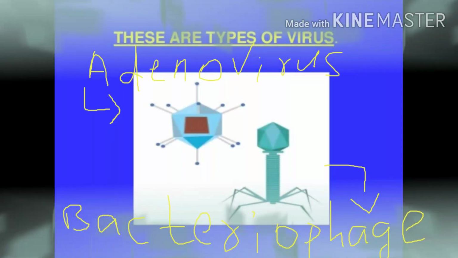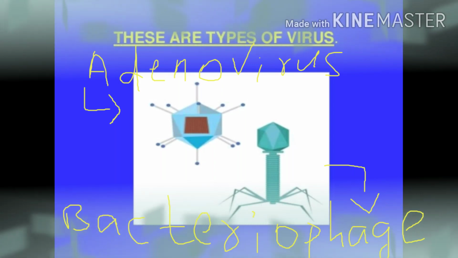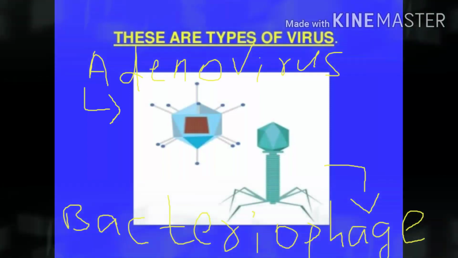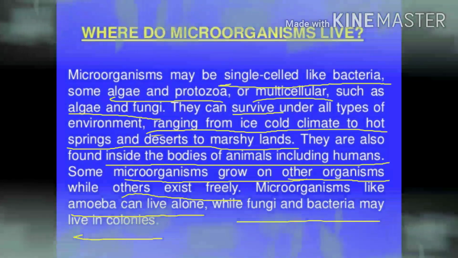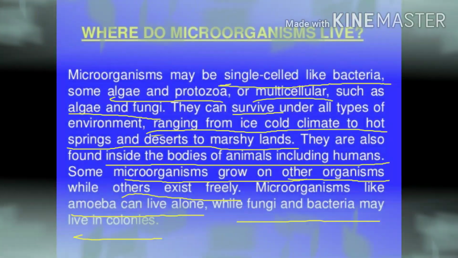Next, types of virus, adenovirus and bacteriophage. Adenovirus is a common virus that infects the lining of the eyes, airways, lungs, intestine and urinary tract. And bacteriophage is a virus which parasitizes a bacterium by infecting it and reproducing inside it. Next we'll see where microorganisms live.